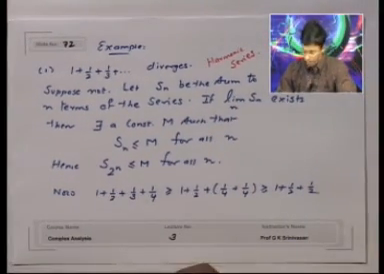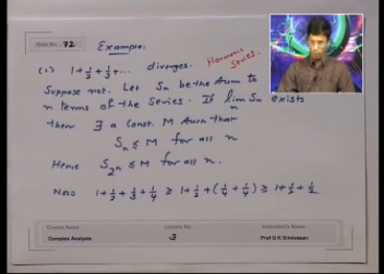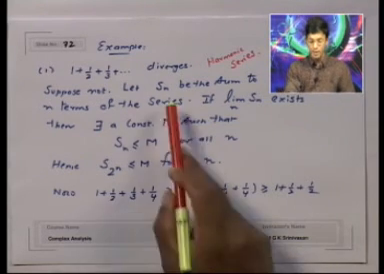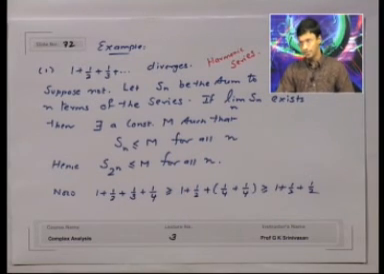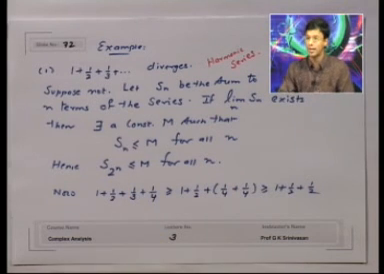So, 1 plus half plus 1/3 plus etc. diverges. Okay, let us prove it by contradiction. Suppose not. Suppose it converges. Let Sn be the sum to n terms and that limit of Sn exists. If the limit exists, then it is a bounded sequence. If it is a bounded sequence, let M be a bound. That means that Sn is less than or equal to M for all n. In particular S2, S4, S8, they will all be less than M, or S_{2^n} will be less than M for all n, correct?